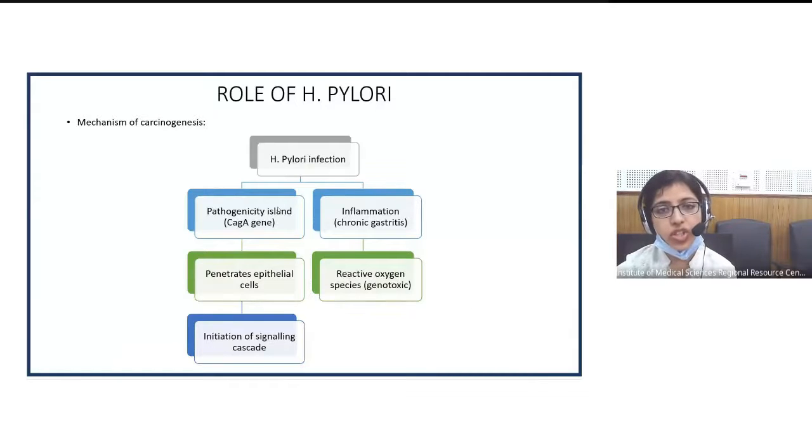What are the molecular mechanisms of H. pylori infection? Basically, the pathogenicity island gene CagA is responsible, which penetrates the epithelial cells, and then inside these epithelial cells, it initiates the signaling cascade that ultimately results in unregulated proliferation of the cells, and that is what we call neoplasia or cancer. Then the chronic inflammation results in increased accumulation of reactive oxygen species, which are secreted by the inflammatory cells. And these reactive oxygen species, as we know, are genotoxic and can result in mutations in these cells.